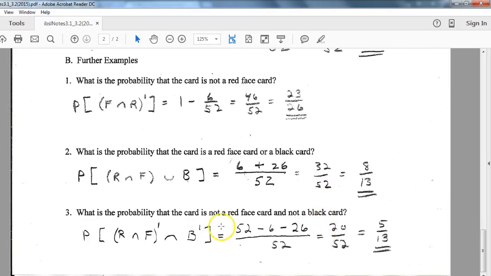Last one, probability that it's not a red face card nor a black card, that would just simply be the complement of this. So if we said getting a red face card or a black card, this would just be the opposite. This is not getting a red face card or a black card, and so if I just do 1 minus this probability, then I get its complement, which would be the other 20 out of 52 cards.